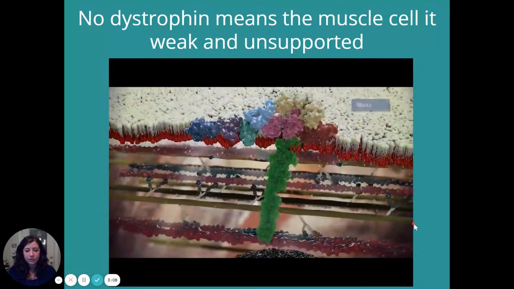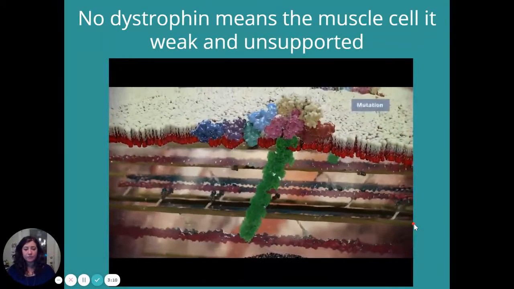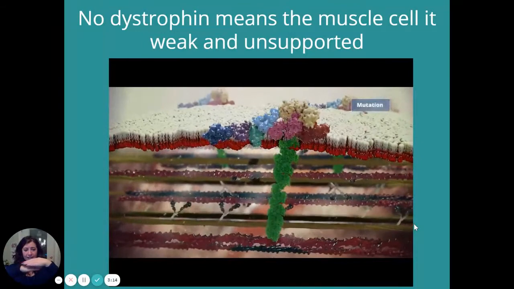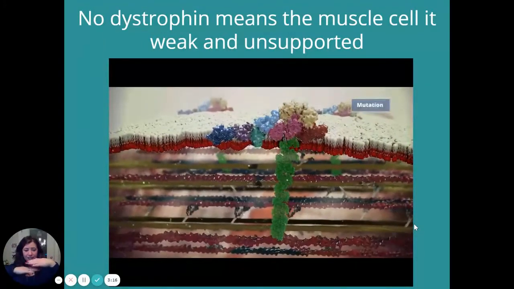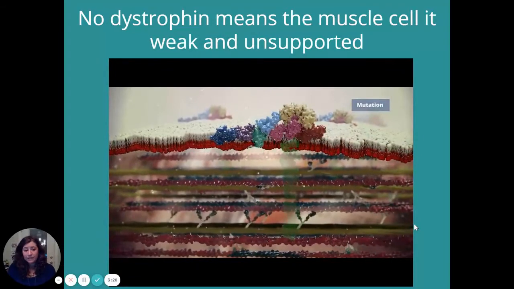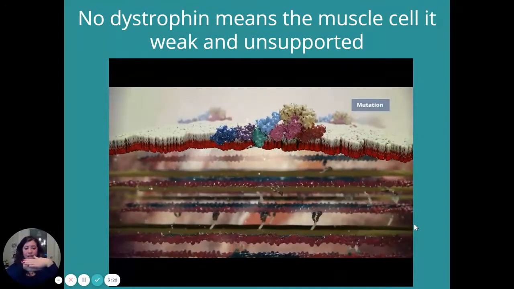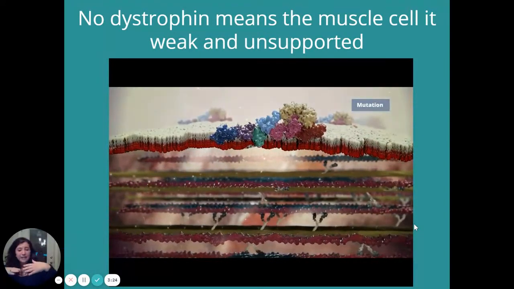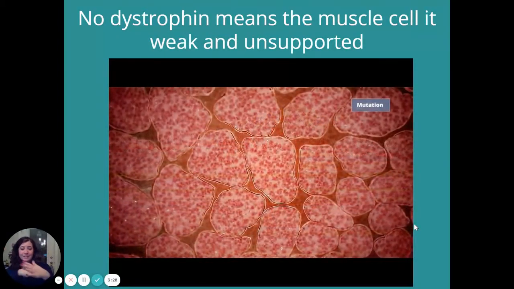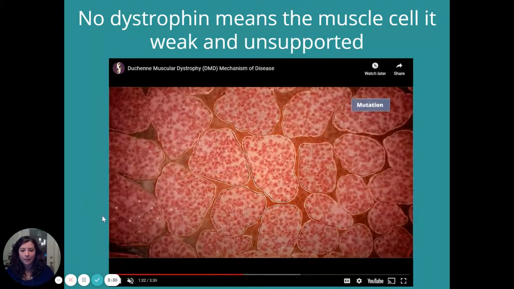So if you don't have dystrophin, the reason this can be harmful is because now when your muscle cell is moving back and forth as it's contracting, if it doesn't have that anchor, because your dystrophin protein isn't normal, now it's going to be really unstable, and that's going to be bad. Anytime you try to flex one of your muscle cells, it's going to be super wobbly and weak.